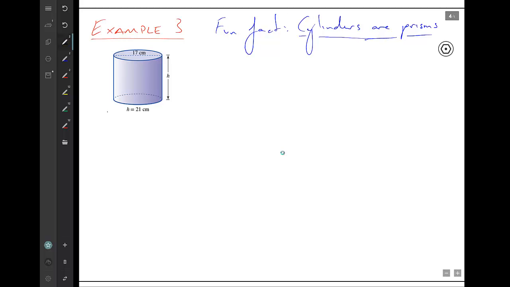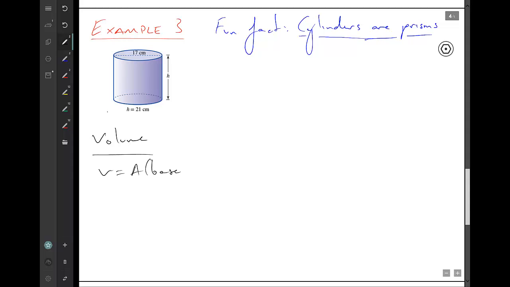So, if a cylinder is a prism, which it is, when we work out the volume, all we need to do is the same as before, area of base times the height. Well, the base here, the reason we know it's a prism is because we have these two faces that are opposite one another, they're parallel and the same size. Okay, so to work out the area of a circle, that's what we have here, we need pi r squared times height.